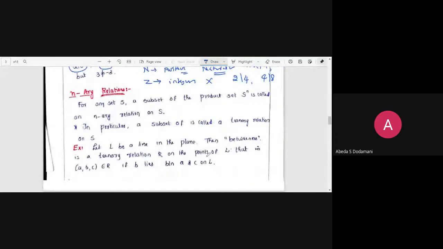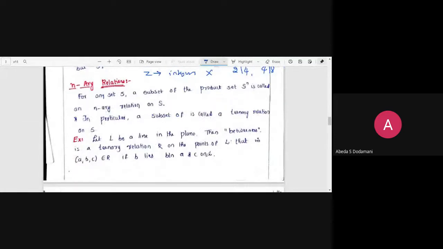Now let's see what an n-ary relation is. Some of you might be using this in Python. Suppose you are doing the same task many times. Have you come across something called an n-array? You will do it n times.